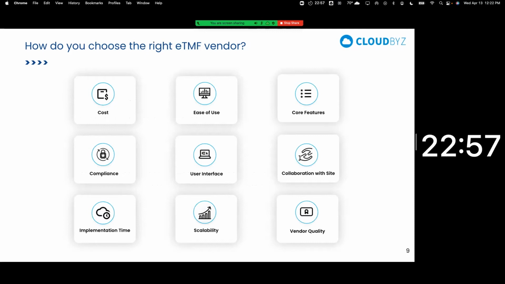Thanks, Rishabh. All right, so now that we know what some of the core features required and the compliance requirements are, let's jump right into how we choose the right eTMF vendor for us. Some of the important factors are listed on the slide here, the first and the most important one being cost.